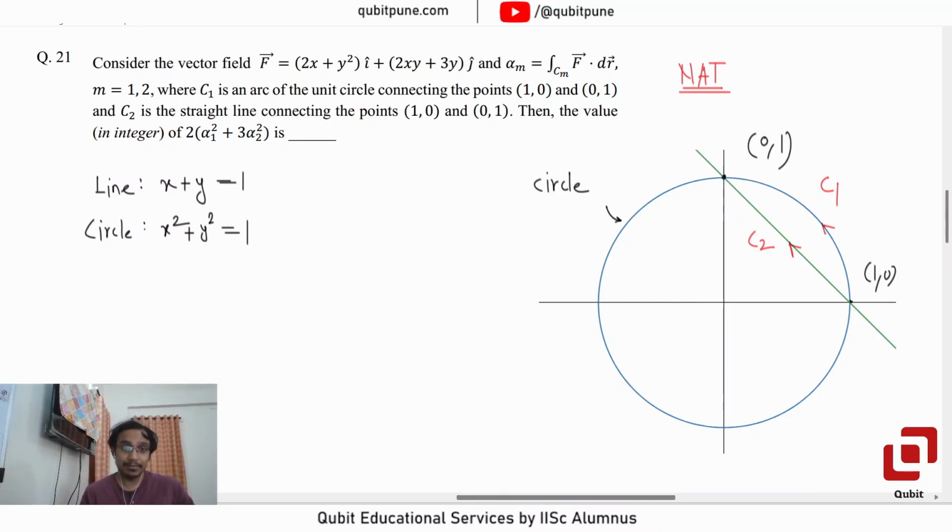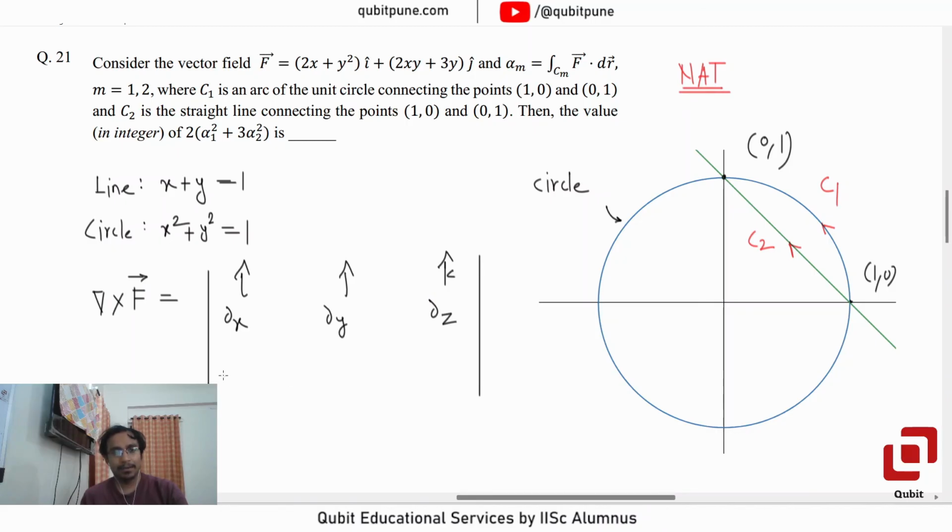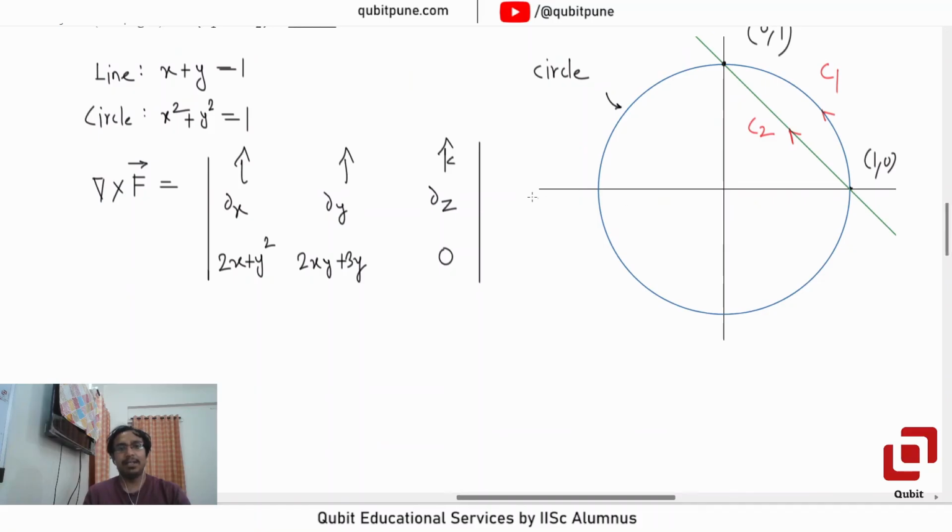Now observe this. If we find the curl of f bar, with partial x, partial y, partial z, and 2x plus y squared, 2xy plus 3y and 0, clearly because it does not have any k component, and it also does not have any z, the curl will be along k bar. You can check it.